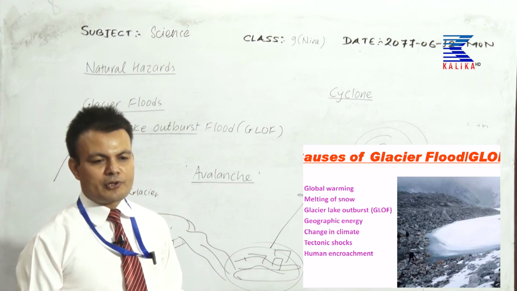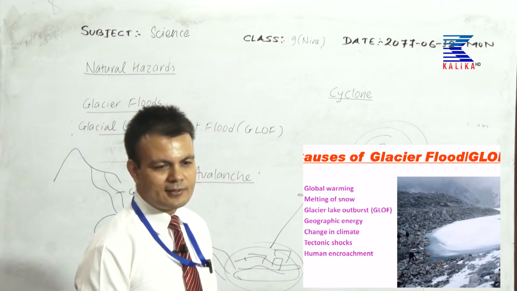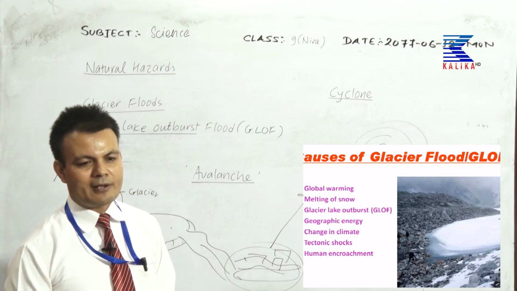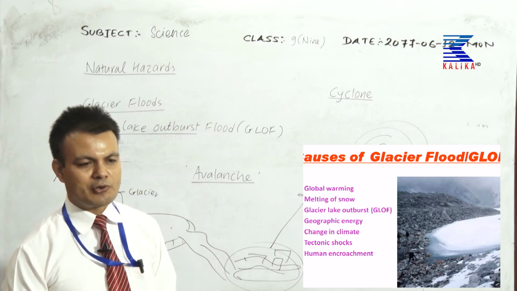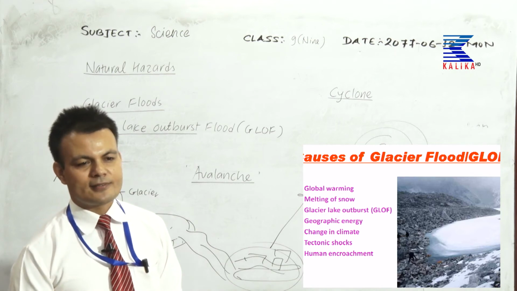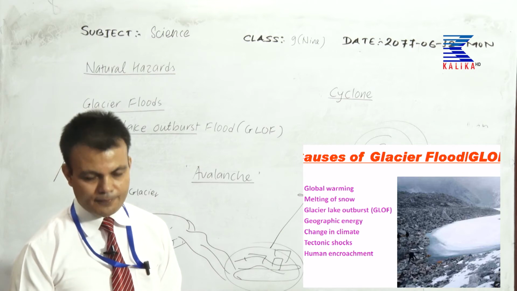Likewise, the next one, human encroachment. For example, when human beings encroach on the mountain, they pollute, or humans start settling there, humans go climbing, and those activities may increase the temperature and may cause landslides or deterioration, may cause avalanches, and finally may cause the glacier flood or GLOF, glacial lake outburst flood.